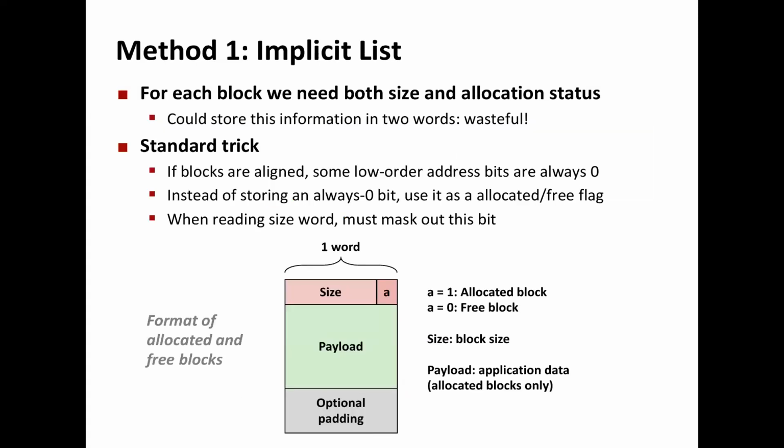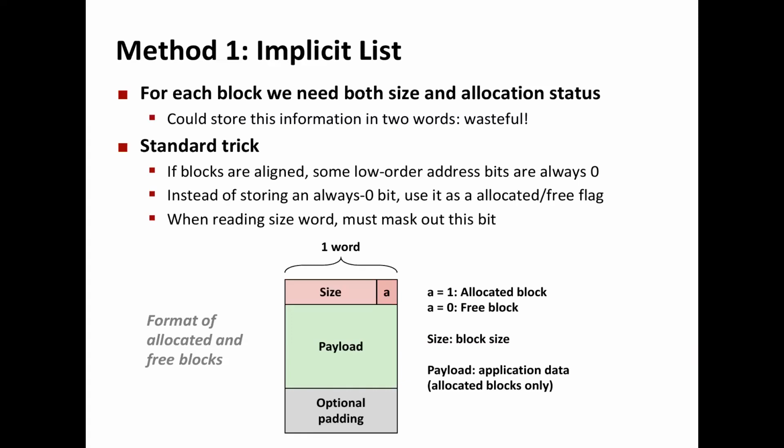Okay. So the first method is the implicit list. For each block, we need both size and allocation status. So we need to say whether this block is allocated or free. I mean, we can definitely do that by using another word and saying, okay, 1 means allocated, 0 means free. Well, but that's going to be wasteful. So what can we do instead? Well, we can actually use some trick.